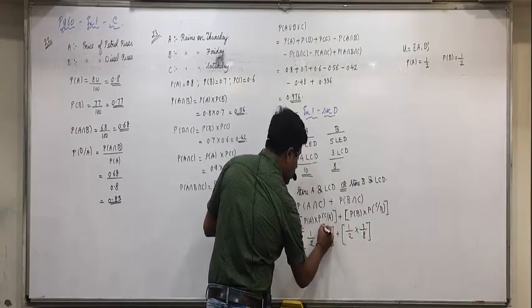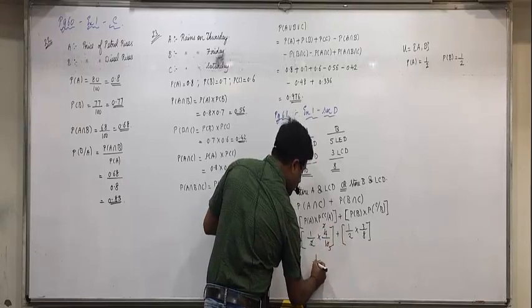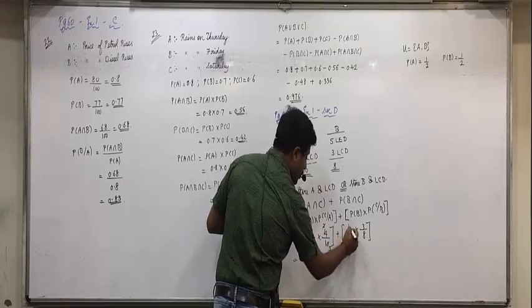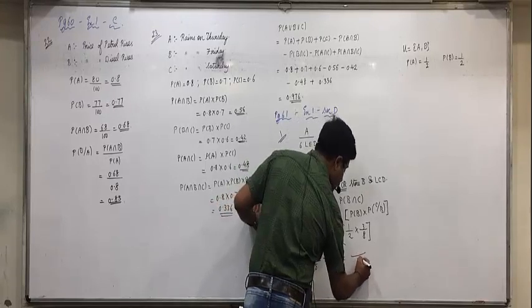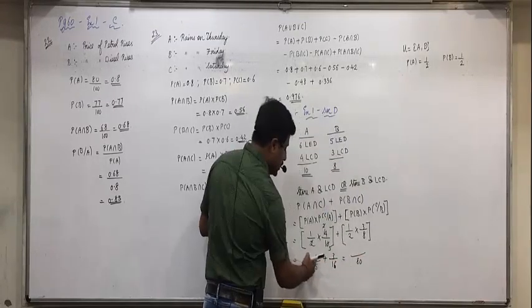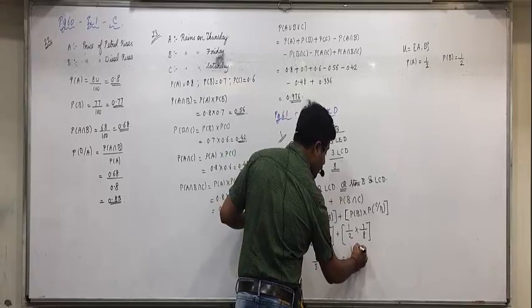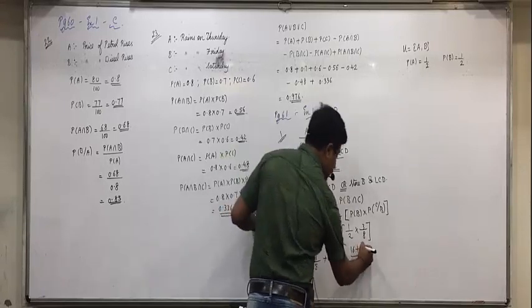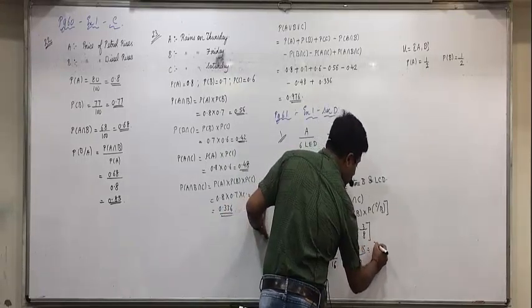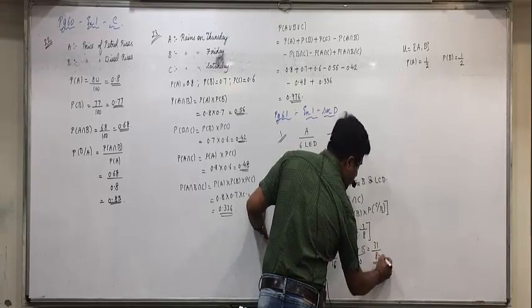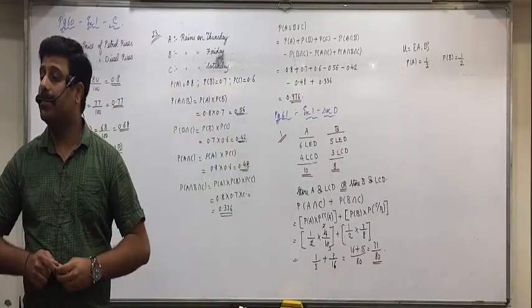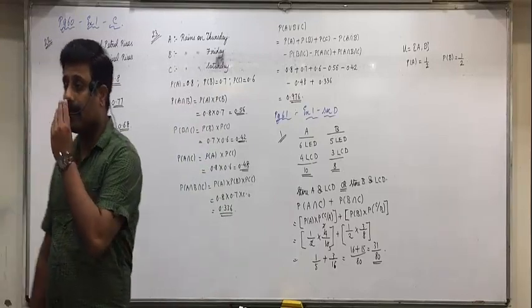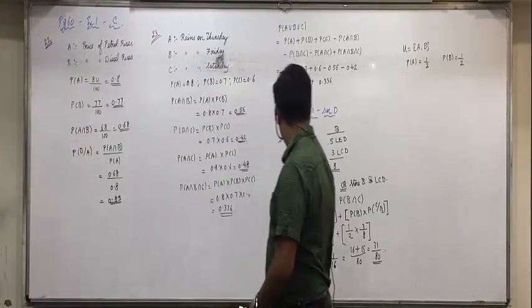2 into 2, 2 into 5. 1 by 5. 3 by 16. LCM is 5 into 16, 80. 16 into 1, 16. 3 into 5, 15. 16 plus 15, 31 by 80. Did you understand this portion, everyone? Not clear. I explain it once again.